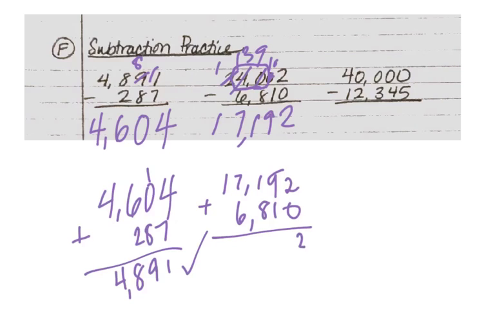2 plus 0 is 2. 9 plus 1 is 10, carry my 1. 1 plus 1 is 2, plus 8 is another 10, carry my 1. 1 plus 7 is 8. 8 plus 6 is 14. Carry my 1. 1 plus 1 is 2. And look at that. I got 24,002. So always check your answers because we can make so many mistakes with subtraction.